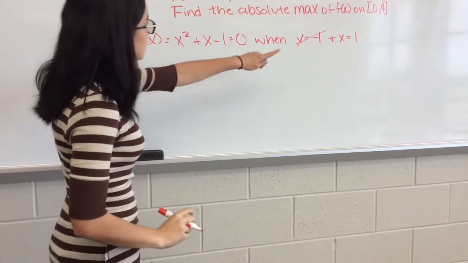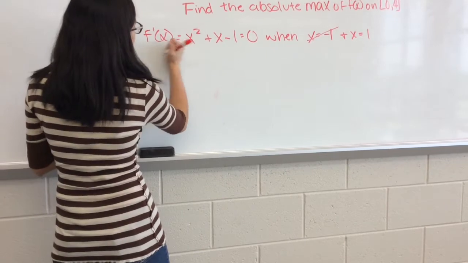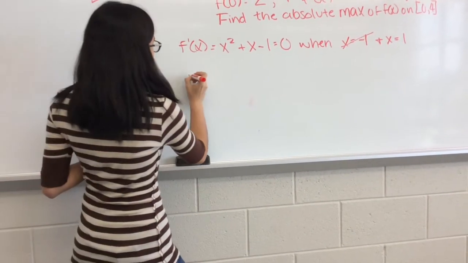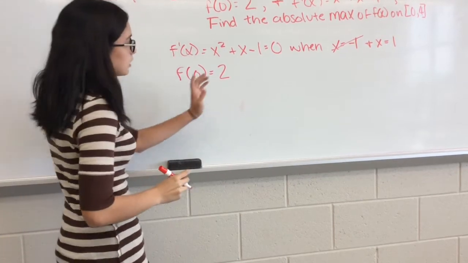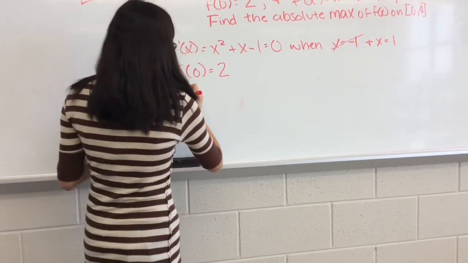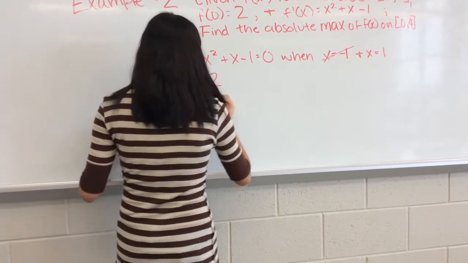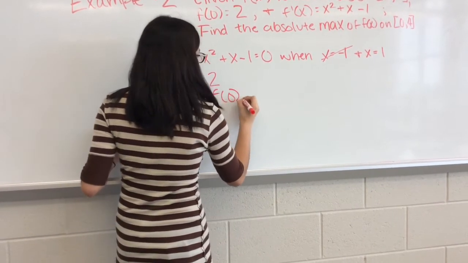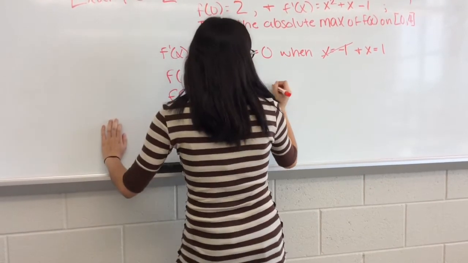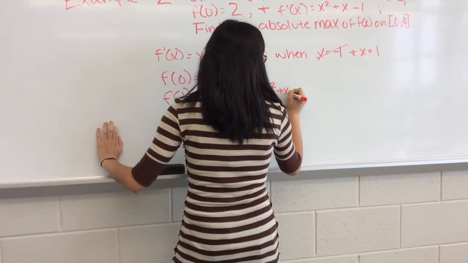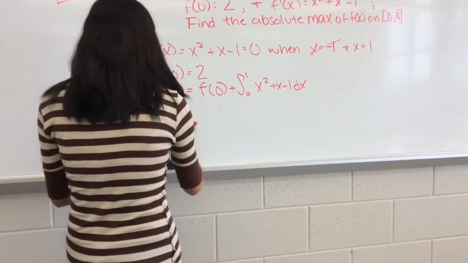And we're going to find the value at x equals 1. So we're going to do the candidates test. We know that the f of 0 equals 2, but we need to find the f of 1. And so we do the f of 1 equals the f of 0 plus the integral from 0 to 1 of x squared plus x minus 1 dx. So we're going to integrate this.